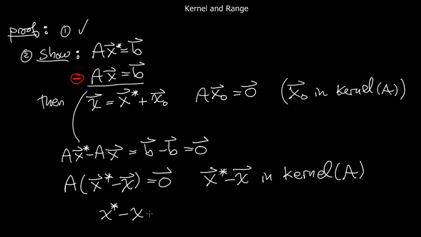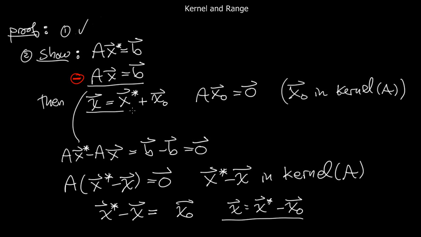So x star minus x is equal to x naught, which is to say if you just bring one of those to the other side, you get that x is equal to x star minus x naught. That is to say, x is x star plus this minus this vector x naught. Here I wrote it as plus, but it doesn't matter. You can change the sign on x naught. So that's this basic fact.